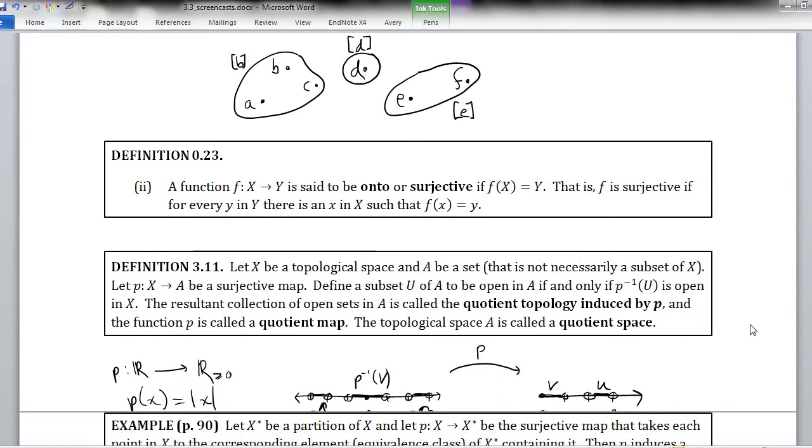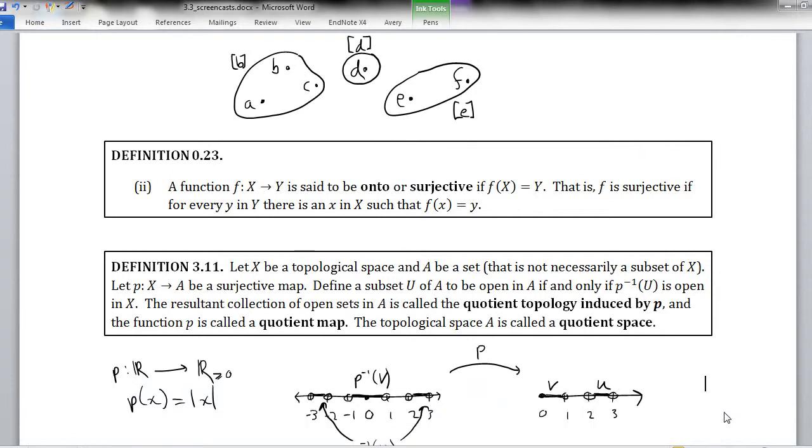Definition 0.23, a function f from X to Y is said to be onto or surjective if f of X equals Y. In other words, if the image of your domain X covers up the entire target Y. In other words, for every y in your target Y, there is some x in the domain X such that f of x equals y.